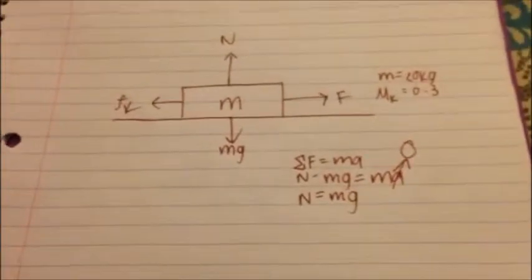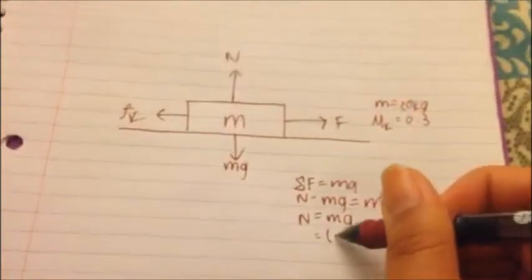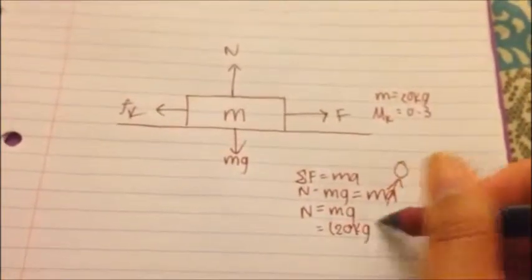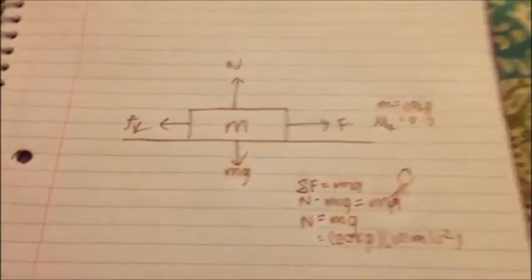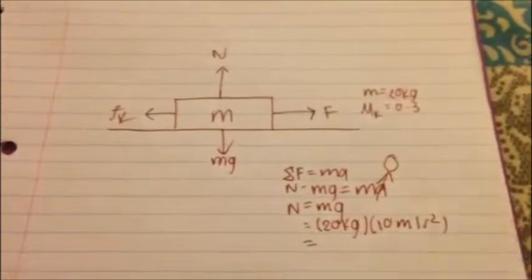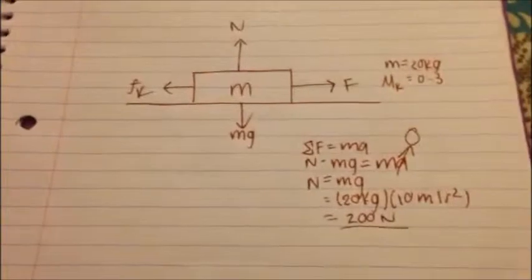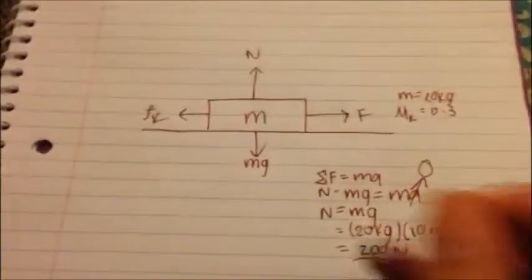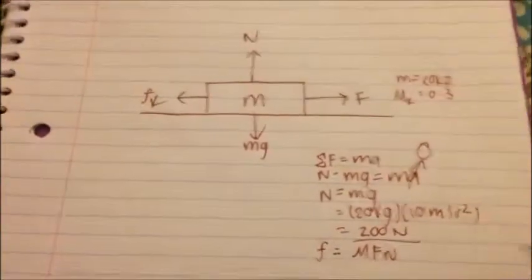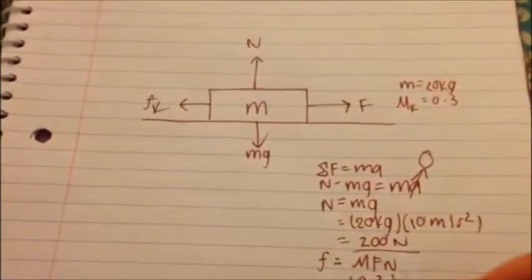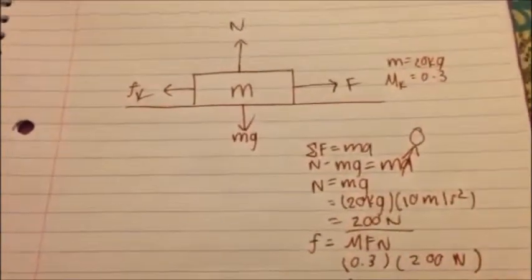With this information, we can solve for what normal force equals. We know that the mass is 20 kilograms, and gravity is 10 meters per second squared. So the normal force would be equal to 200 newtons. Using this, we can solve for the kinetic friction. Friction is equal to mu times normal force. In this case, it's 0.3 times 200 newtons, and we get 60 newtons.